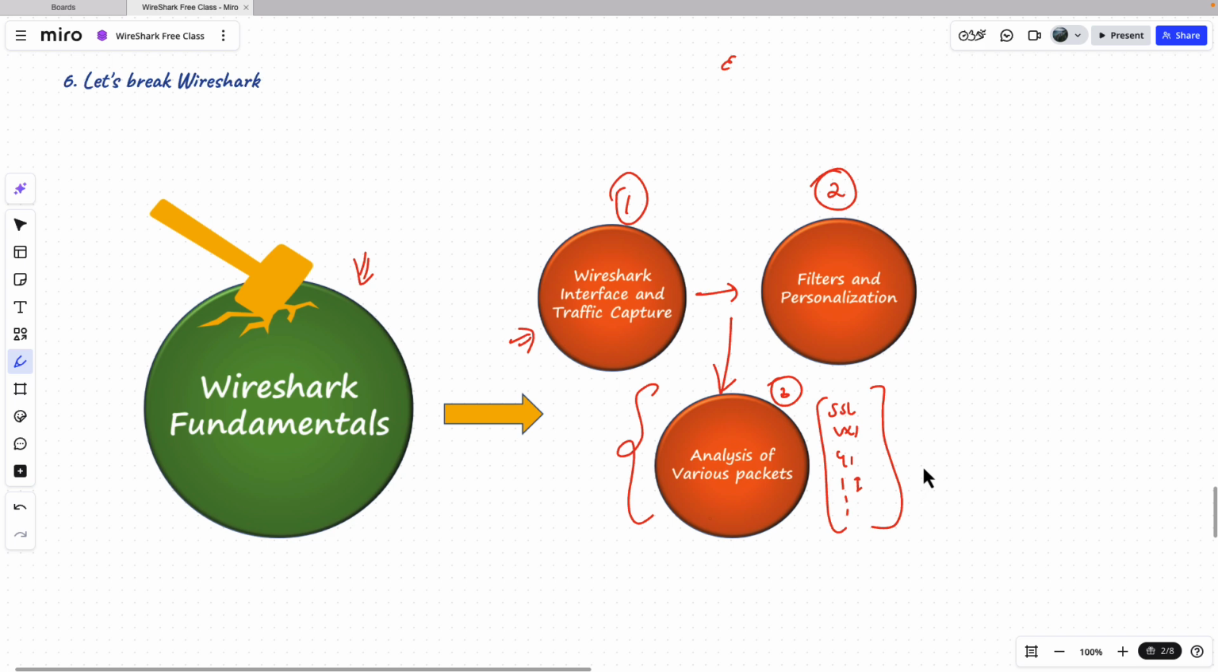If you want, just have a look at it. At the end of this session, I will be showcasing what exactly those messages or those capture files look like. So over the period of the next 5 classes, we will be covering these concepts.